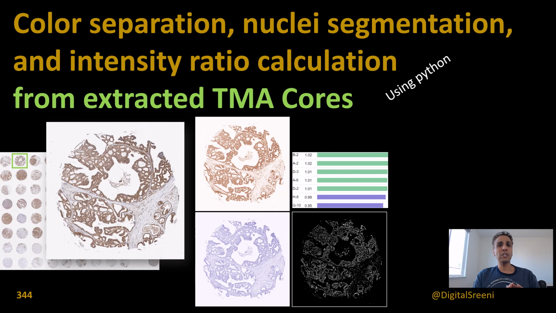And once you do that, you're in a Python environment, right? You have a PNG file of individual core images. How do you perform color separation and nuclei segmentation? And then from the segmented nuclei region, for example, get the intensity of the brown color versus the blue color, or something. Basically the intensity ratios of cytoplasm versus, for example, the nuclei signal. That's just one example that I'm giving you, but it can be any other downstream analysis, right?